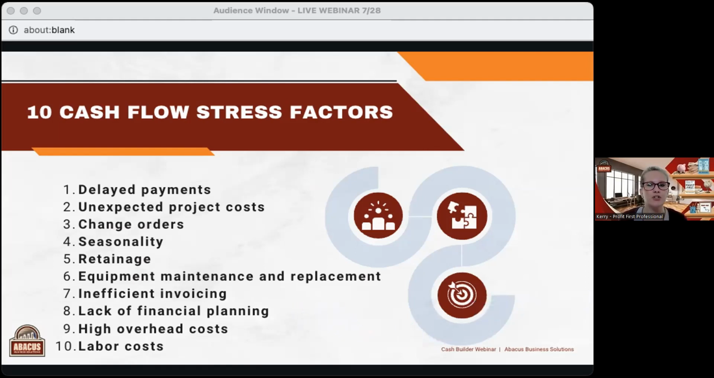Okay, number eight, lack of financial planning. If you're not budgeting, if you're doing construction and you're not doing proper estimating, and if you're not financially looking ahead, then you're going to end up with cash flow issues, and they're going to happen really, really quickly.